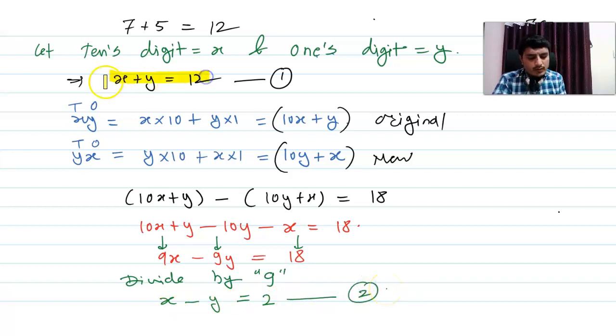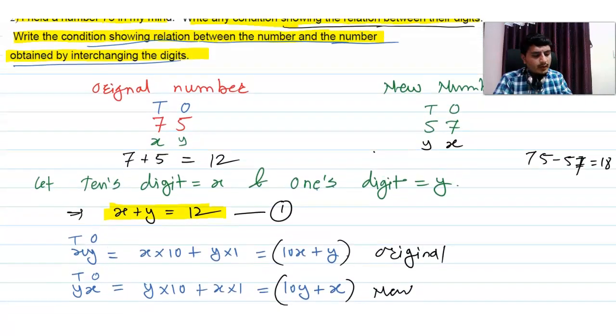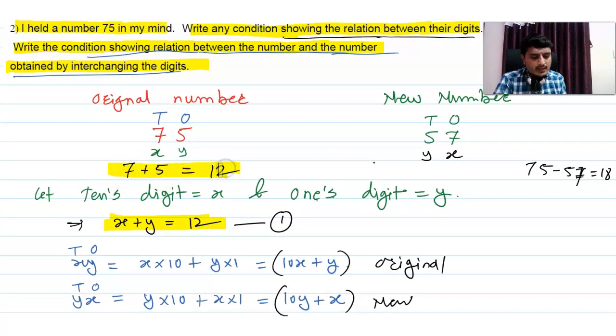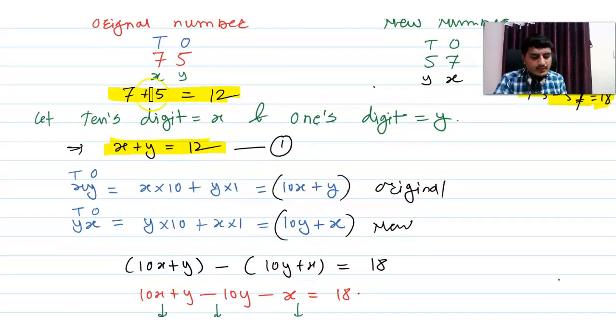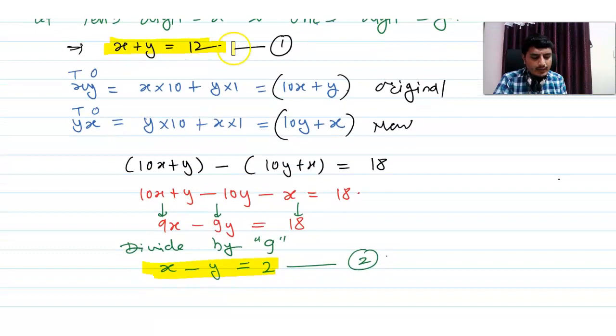That means equation 1 shows the relation between the digits of the original number, while equation 2 shows the relation between the original number and the number obtained by interchanging the digits. So the numerical equations are 7 plus 5 equals 12 and 75 minus 57 is equal to 18. Then after replacing 7 by x and 5 by y, we get x plus y equals 12 and x minus y equals 2.